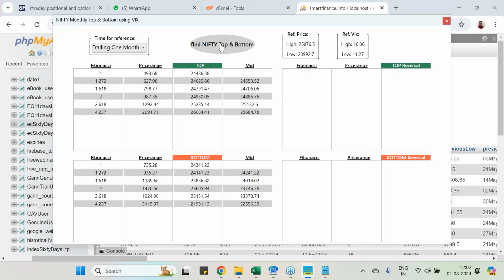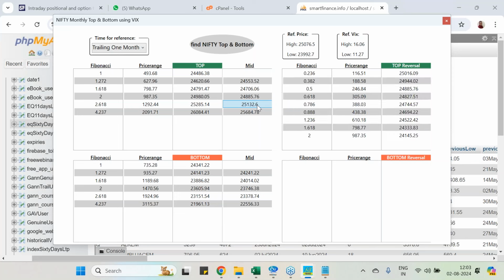Now the market has gone to 25076 and the low 23992, weeks changed, everything changed. So you can have a look here. These are the monthly tops it has created. Currently you can see that we have gone to 25076 now. So the next top could have been 25132. We have gone 50 points below that and we have retraced. If you click here, you will get the retracement level where it is coming.